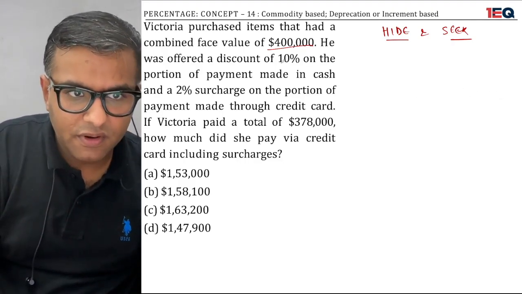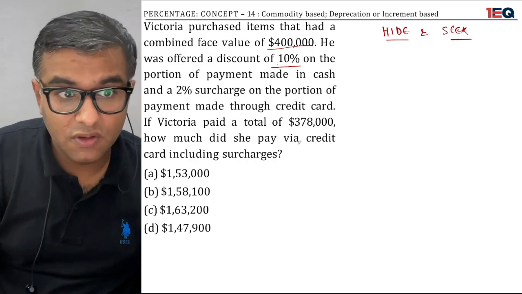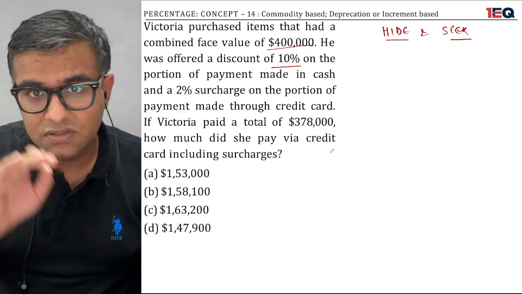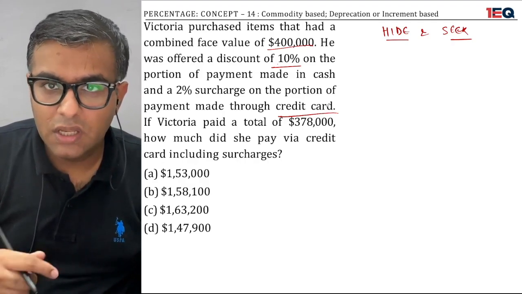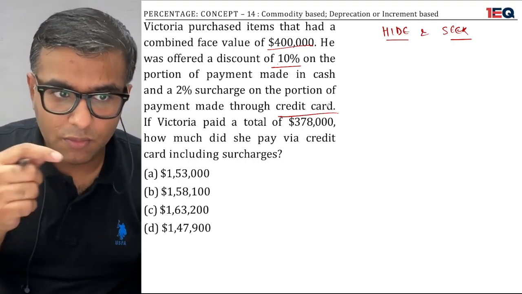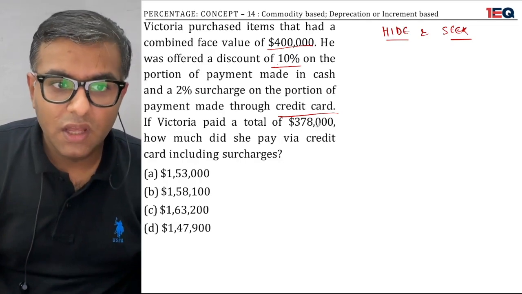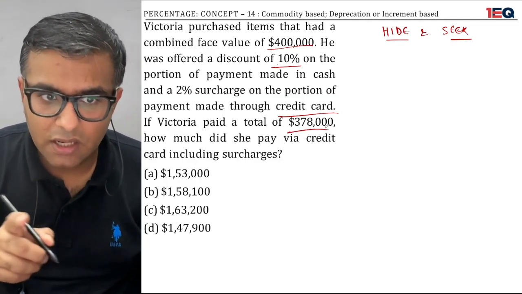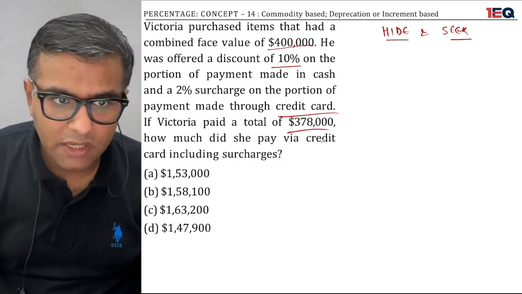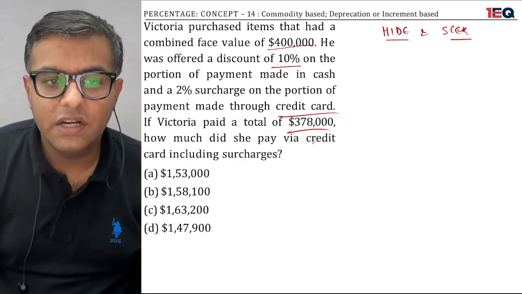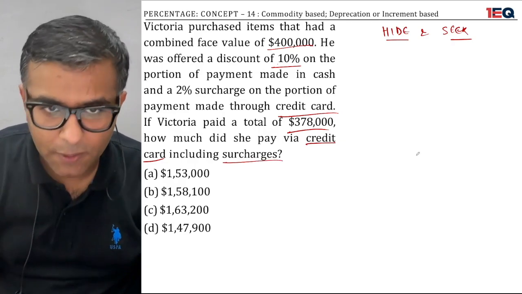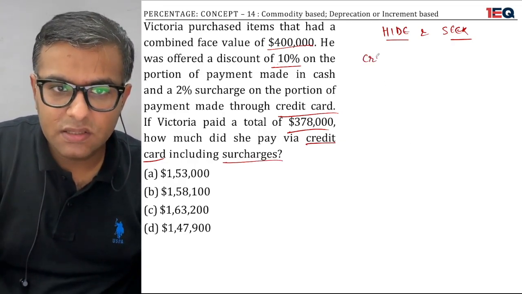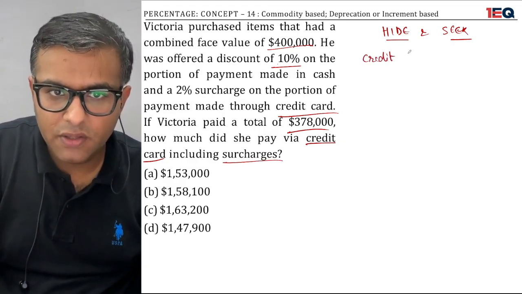There was a discount offered of 10% on the portion of cash payment made, and there was a surcharge on the portion of credit card payment made. If Victoria paid 378,000 as a total money, then what is the amount that she paid via credit card, including surcharges? The question is being asked to tell the amount paid using credit card plus surcharges.